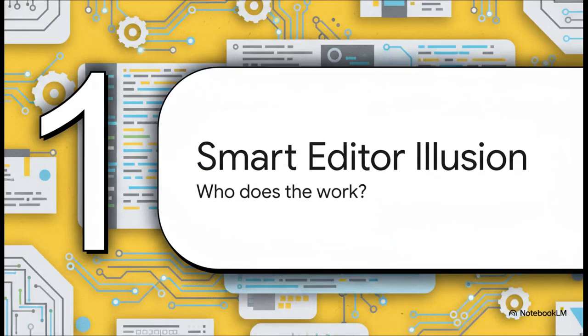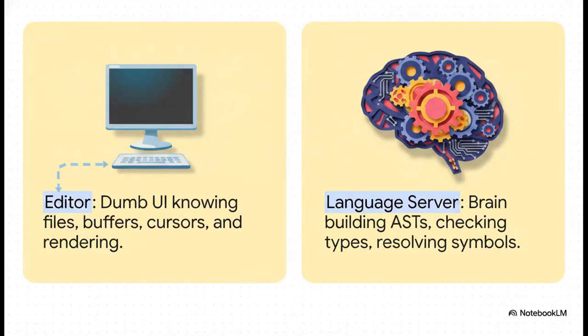Section 1. The Smart Editor Illusion. Who does the work? Let's look at what's actually happening when you open up a project. The reality here is a very strict separation of concerns. Your editor is essentially a highly optimized but completely dumb UI client. It knows how to render text, manage files, handle buffers, and track exactly where your cursor is blinking. And that's basically it.